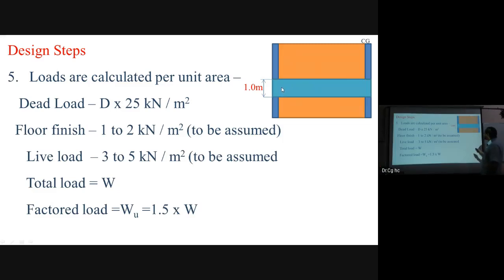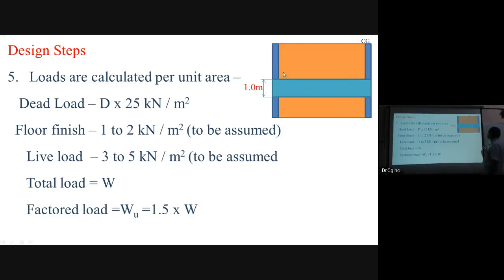When we design, we will consider this as a strip. We consider this as a strip and design it. Similarly, floor finish is also 1 meter by 1 meter, that is considered 1 to 2 kilonewton per meter square. And similarly live load is also considered for 1 meter by 1 meter, isn't it?